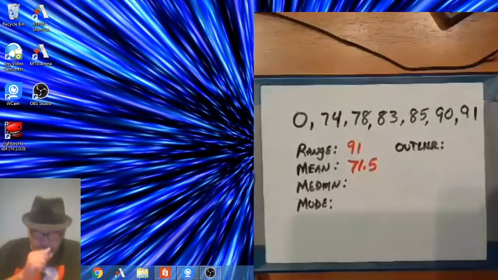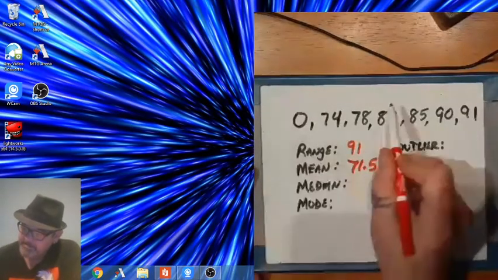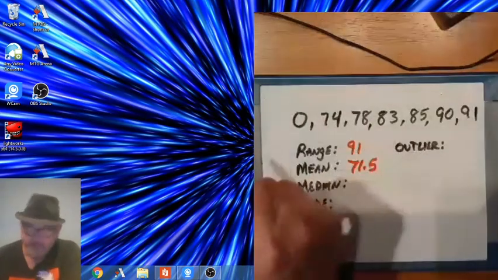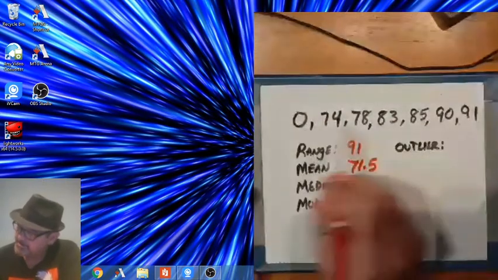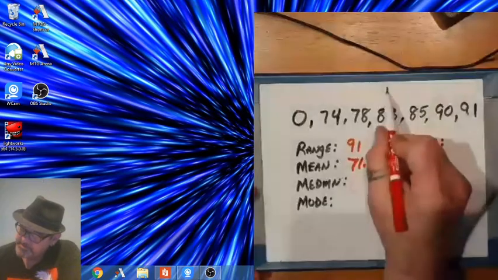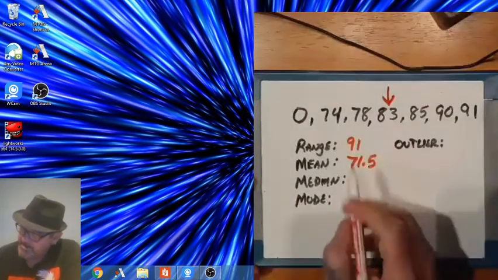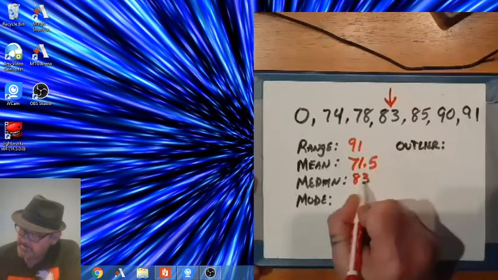What's the median? Remember, the median is the number that separates the data into equal parts on the low side and on the high side. So since there's 7 numbers, this one right here is going to be directly in the middle. So 83 is my median.